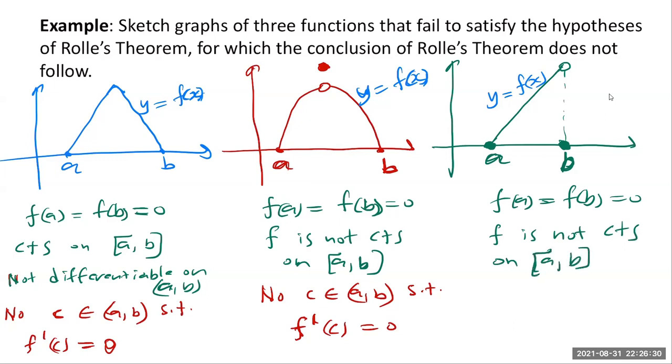And clearly, the conclusion of Rolle's theorem does not follow. As you can see from the geometry of this graph, you cannot draw a horizontal tangent anywhere on this graph. Okay, there is no horizontal tangent. That means there is no c between a and b such that f prime of c is equal to 0. Okay. All right, let's move on.